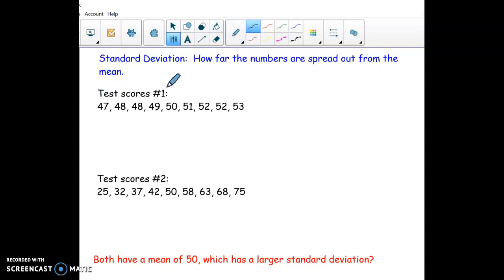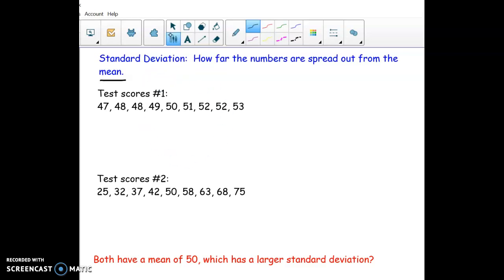All right, so the Mr. Westphal definition for standard deviation is how far the numbers are spread out from the mean. Mean or average is one way to analyze data, but if you want to take it a step further, you could look at how spread out the data is.